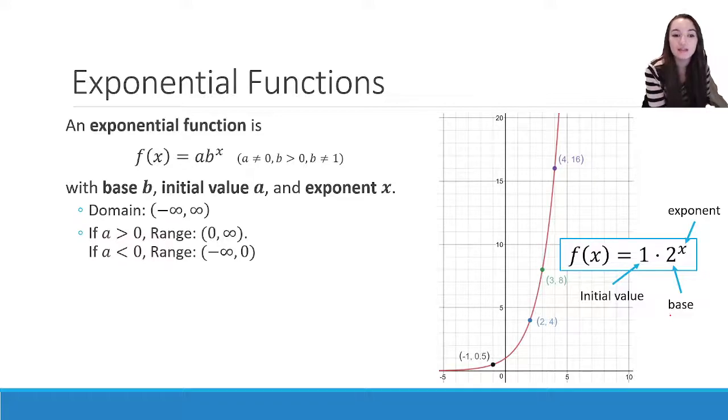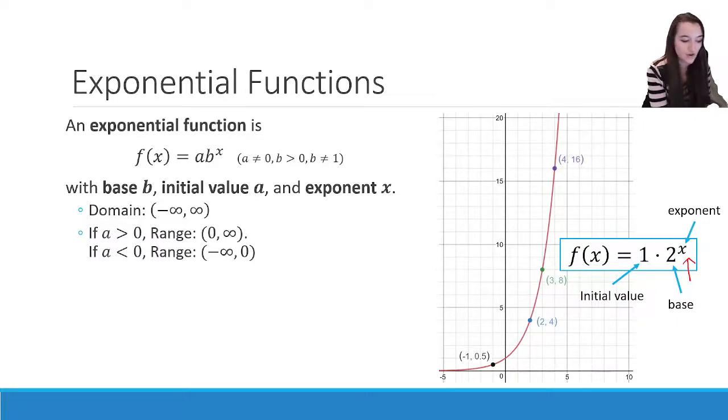The domain of any exponential function is always all real numbers because there's no problem with plugging any number into this exponent right here, right? There's nothing that I couldn't plug in. However, the range isn't quite so simple. The range is based on whether or not a is positive or negative. So if a is positive, we have a function that looks generally like the picture of 1 times 2 to the x. The range goes from 0 to infinity.